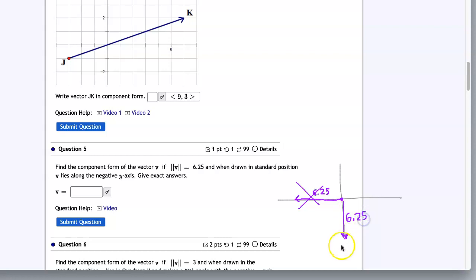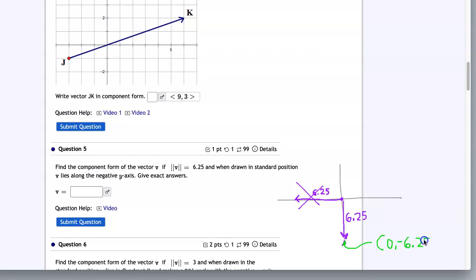The question is, what point does the vector reach? What is that point down there? So we would label that point down there in our minds, because you can do this in your head, you don't have to draw it out. This point right here is 0, negative 6.25.